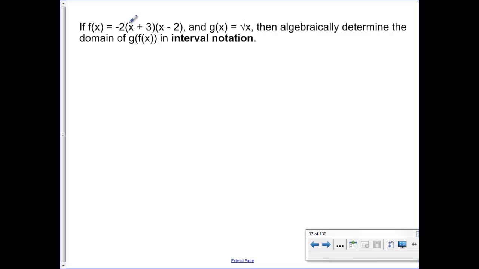Okay, here's a graph. We're now going to do g of f of x. Okay, so g of f of x, just so you know, what we're doing is we're square rooting all of this stuff here.